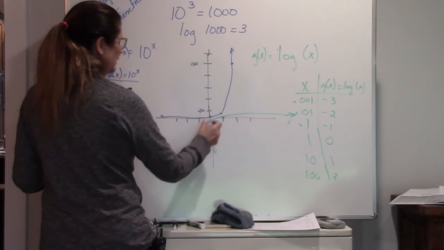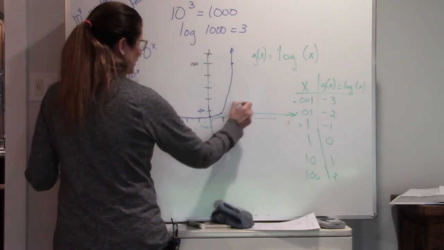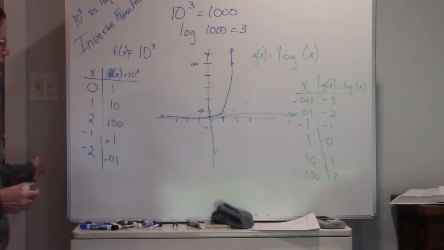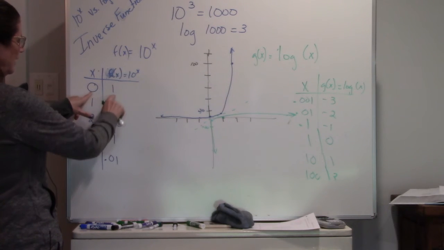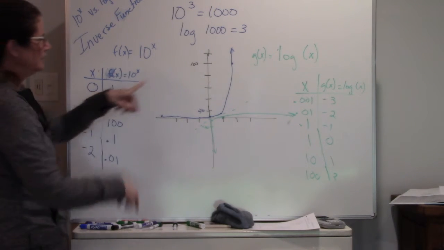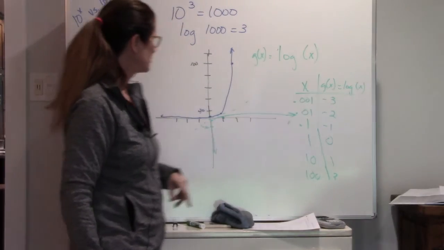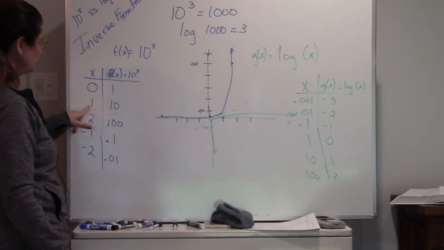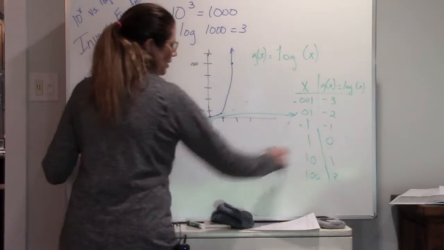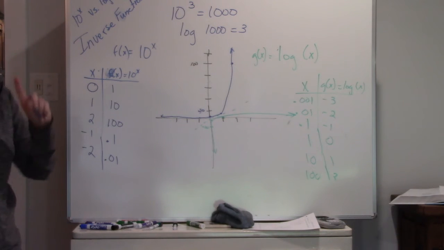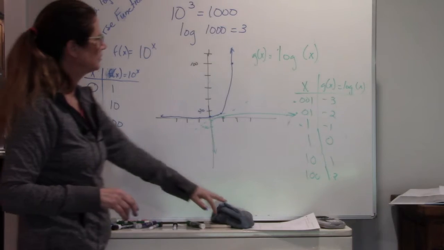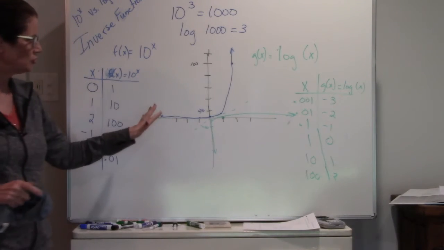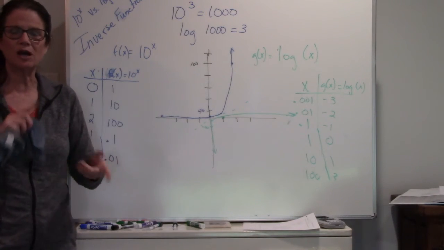Okay, so again, it's just a mirror image across the y equals x line. These numbers are switched. So in my exponential function, I have 0, 1. In my log function, I have 1, 0. Exponential function, 1, 10. In log, I have 10, 1, and so on. So it just switches your x's and your y's. That's the bottom line. So what this shows is these are inverse operations.